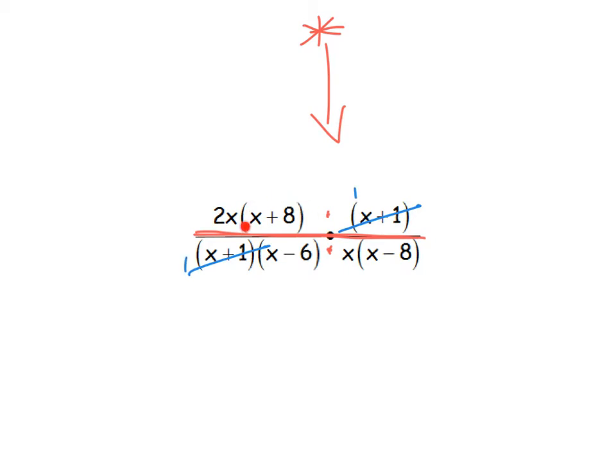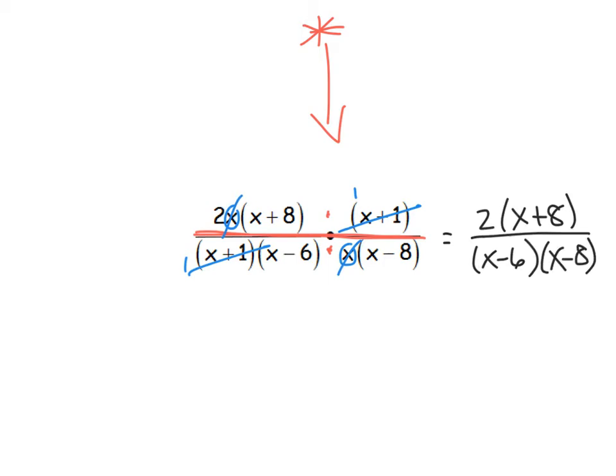I next wanted to cancel out this x plus 8 with this x minus 8, but notice plus and minus make these different factors. The last thing I notice is I do have a common factor of x right here, and we can cancel those out. There's nothing else we can cancel at this point, so we're going to write our final answer. In the numerator, we're left with a 2 and a binomial factor of x plus 8. And in the denominator, we have an x minus 6, and we have an x minus 8.